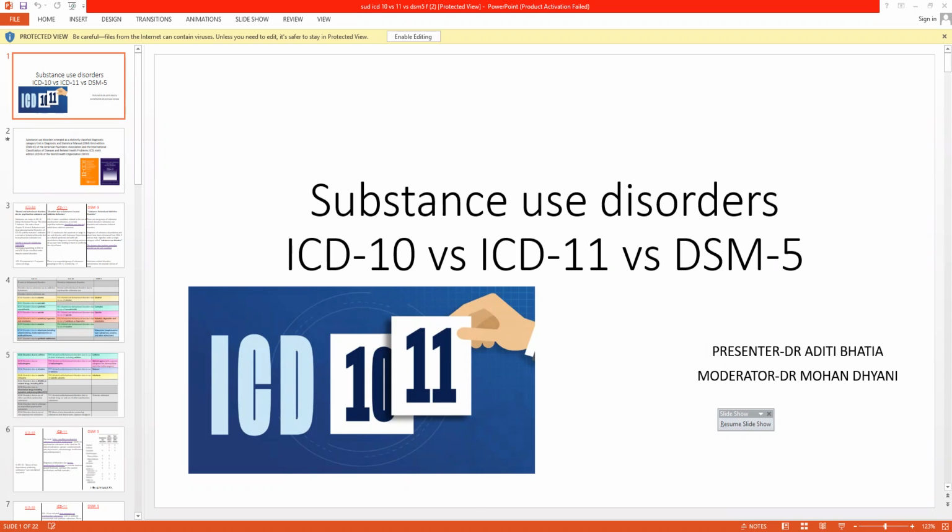tolerance, such that increased doses of the psychoactive substance are required in order to achieve effects originally produced by lower doses; a physical withdrawal state when substance use has ceased or been reduced, as evidenced by the characteristic withdrawal syndrome for the substance, or use of the same substance with the intention of relieving or avoiding withdrawal symptoms.